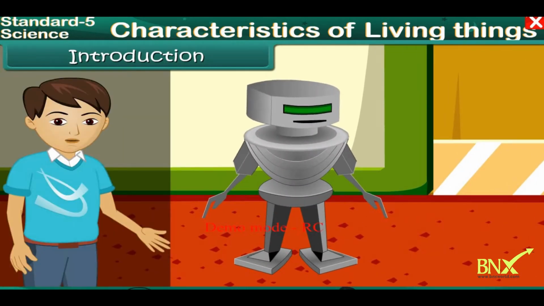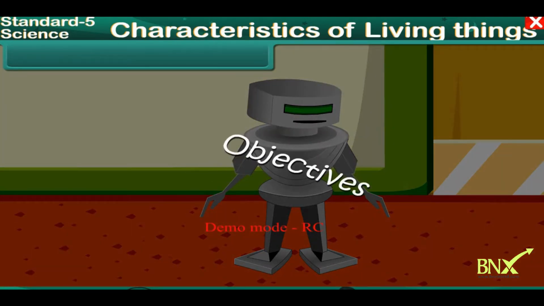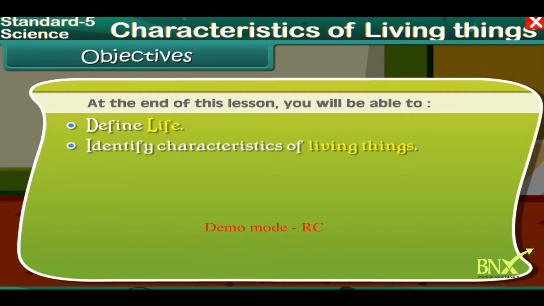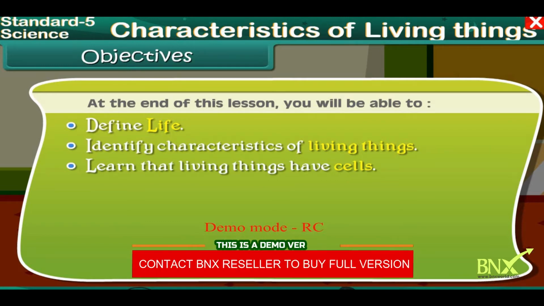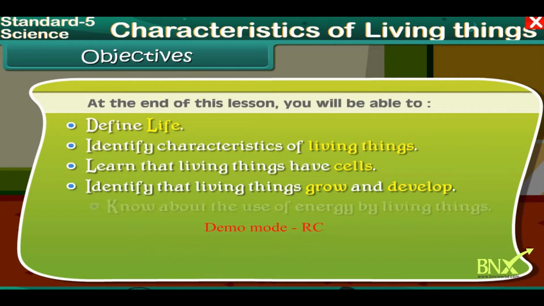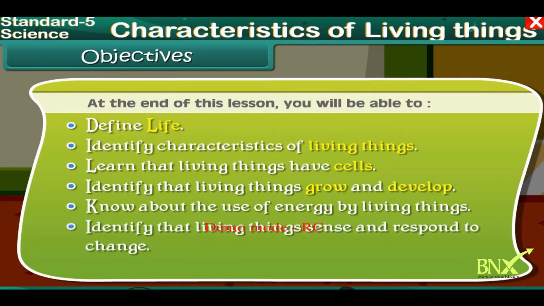Children, in this lesson, we will learn about characteristics of living things. Objectives. At the end of this lesson, you'll be able to define life, identify characteristics of living things, learn that living things have cells, identify that living things grow and develop, know about the use of energy by living things, identify that living things sense and respond to change.